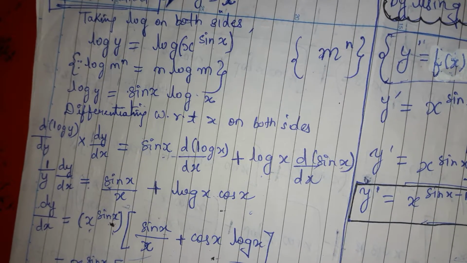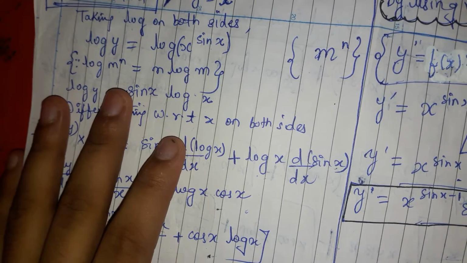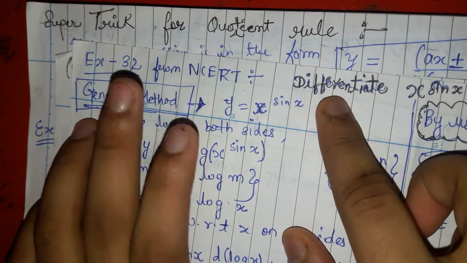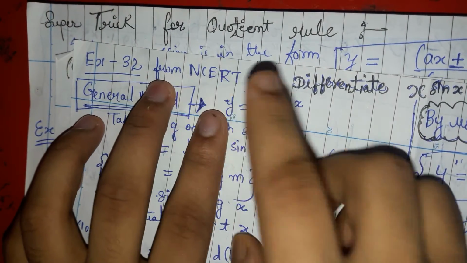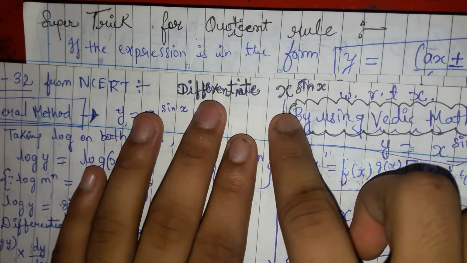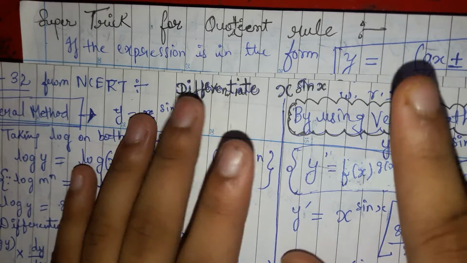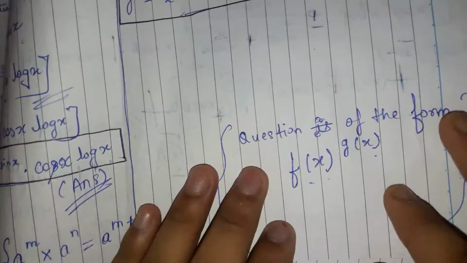So let's get started. First of all, I am taking an example from NCERT itself. It is example 32 from NCERT. The question says: differentiate x to the power sin x with respect to x. So I am dealing with a question of this type.